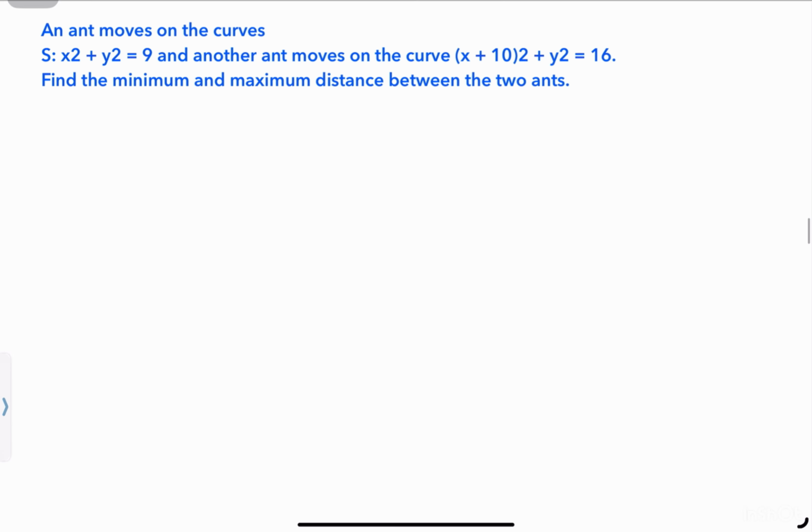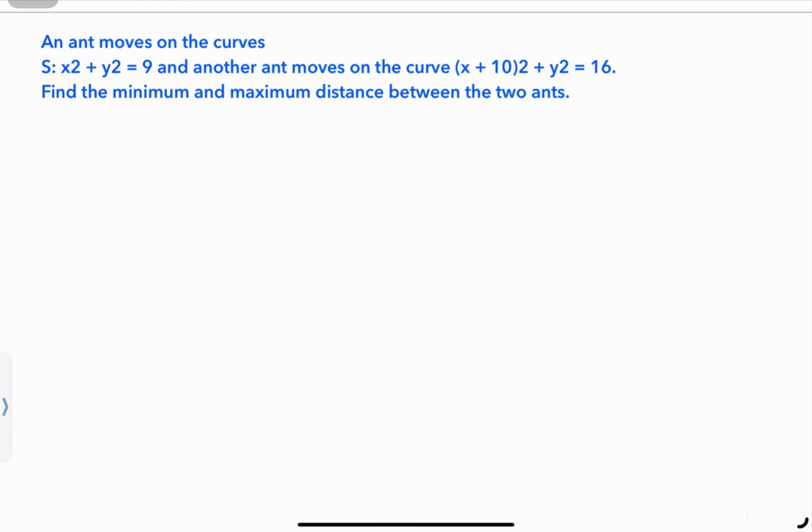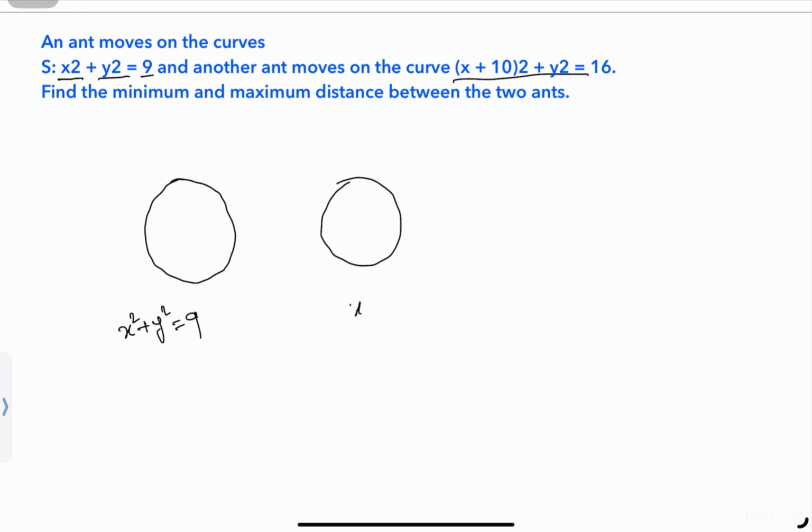Now take one question. An ant moves on the curves. First is x square plus y square equal to 9. This is one circle equation, and I am drawing it. Second circle equation, x plus 10 whole square plus y square equal to 16. Assume this is here. This is my second circle equation.